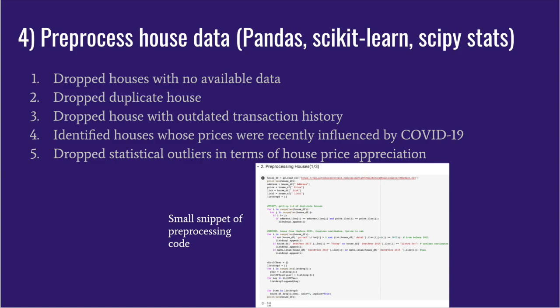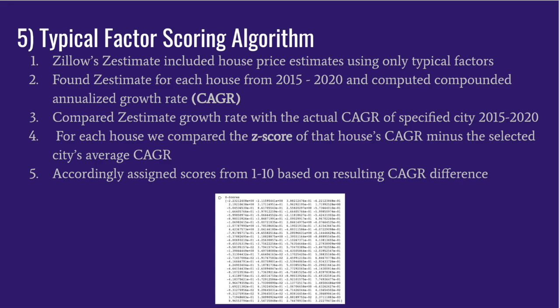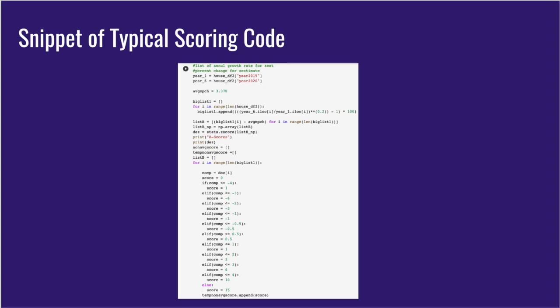and then we used the remaining houses to put into our ML algorithm. Now, talking about typical factors scoring algorithm, we used the Zestimate, which is for typical factors, and calculated the compounded annual growth rate from 2015 to 2020 using those estimates. And we compared these estimates growth to the actual compounded annualized growth rate in the specific city from 2015 to 2020. After that, we calculated the z-score and assigned scores from 1 to 10 based on the resulting z-scores.